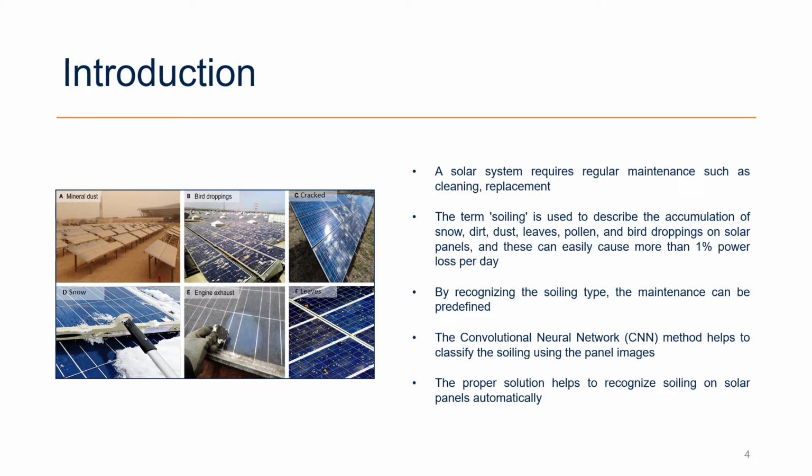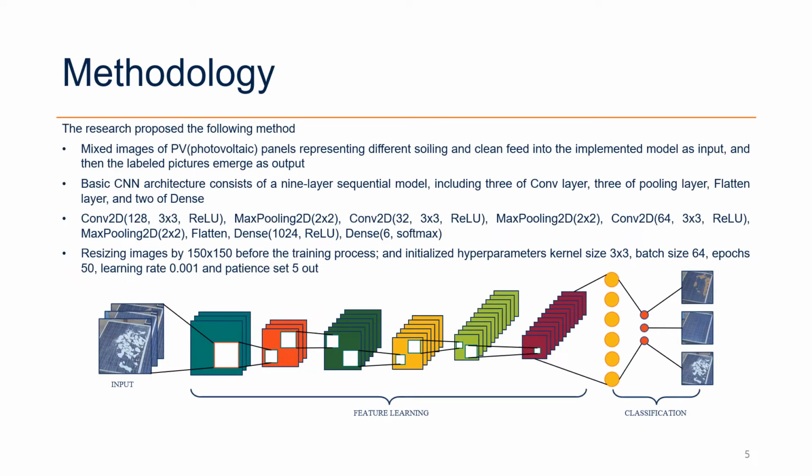Next, the convolutional neural network method is used to classify soiling types using the panel images. Moreover, the proper solution helps to determine soiling on panels automatically and to guarantee notifications. I'd like to emphasize the next section, its methodology.